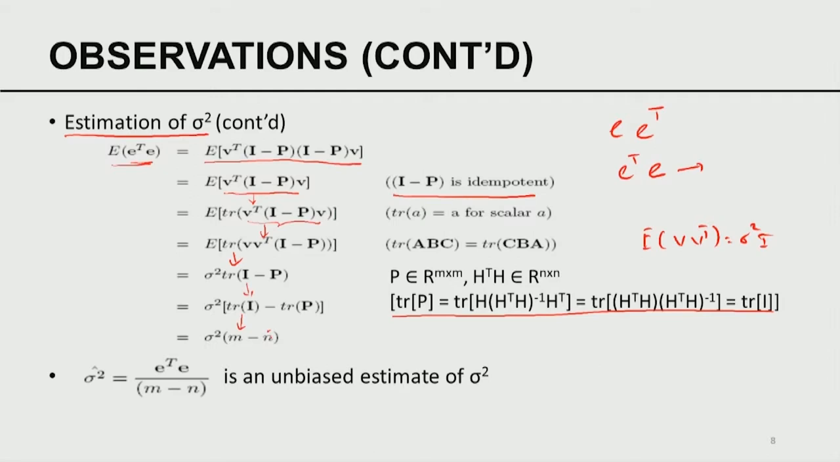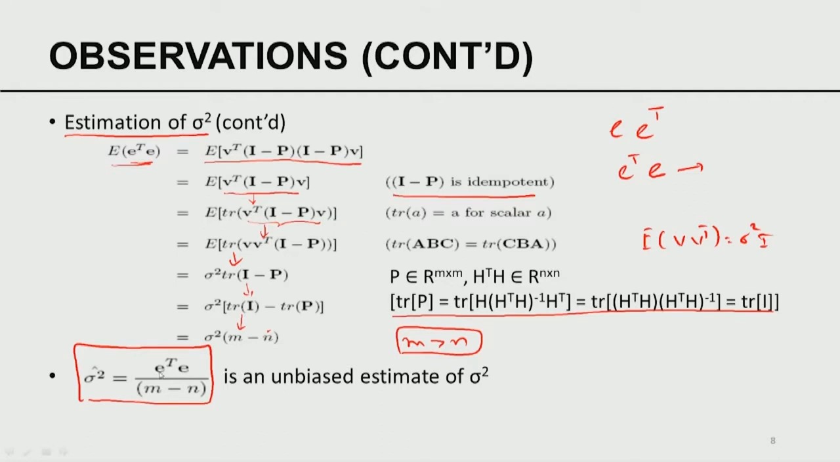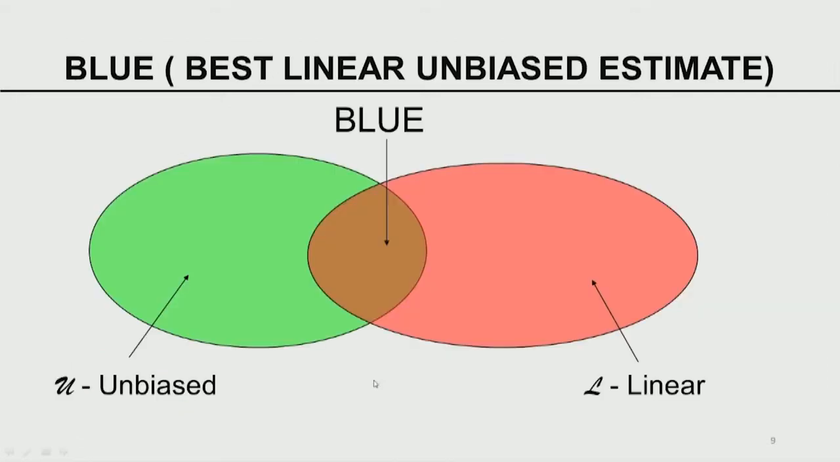I am concerned with an overdetermined system where M is greater than N. That is the underlying assumption we have made all through. Therefore, what could be the structure of an estimator for sigma square? This is the resulting structure for the estimator. Please remember, E is the error or the residual in the estimate. So E is computable. E transpose E is a scalar that is computable. You divide that by M minus N, that tends to be an unbiased estimate.